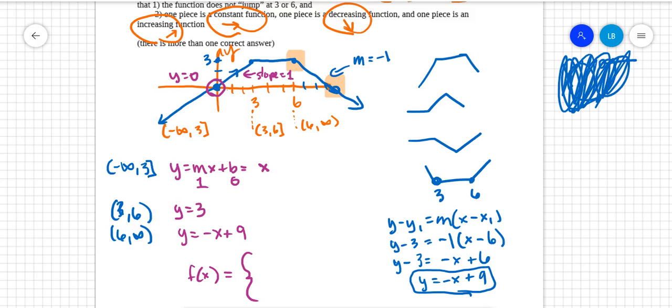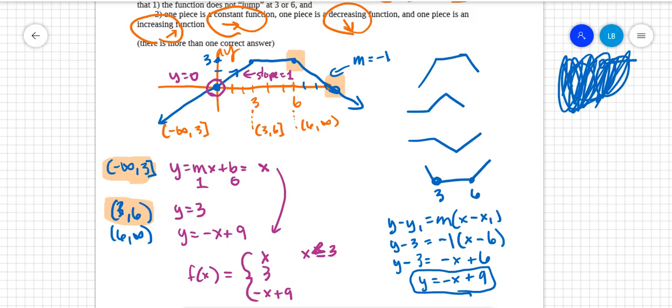I'm going to write it in pieces. So this tells me on my first interval, it's defined as x. On my second interval, it's defined as 3. And on my third interval, it's defined as -x plus 9. What are my intervals? My first interval is from -infinity to 3. But the way we usually write this in a definition, that means x is less than or equal to 3. So for all x's that I want to input that are equal to 3 or less than 3, I can use the value x.